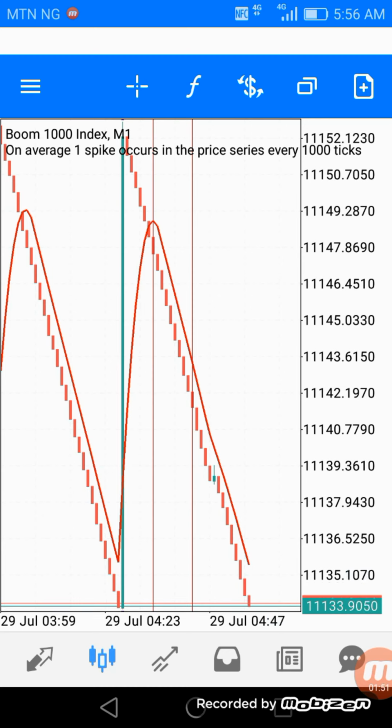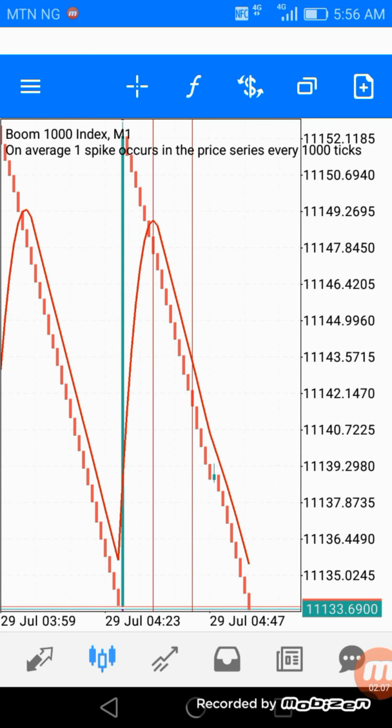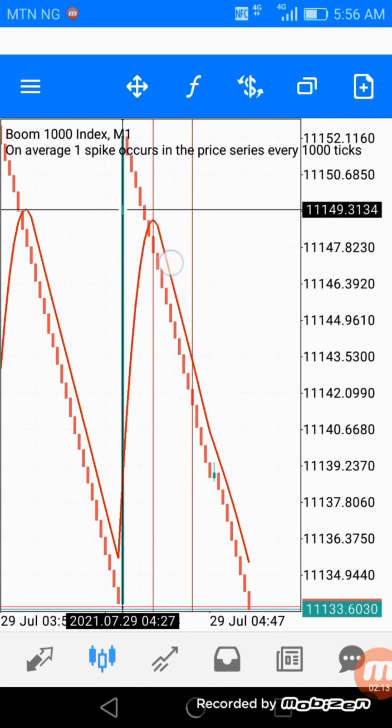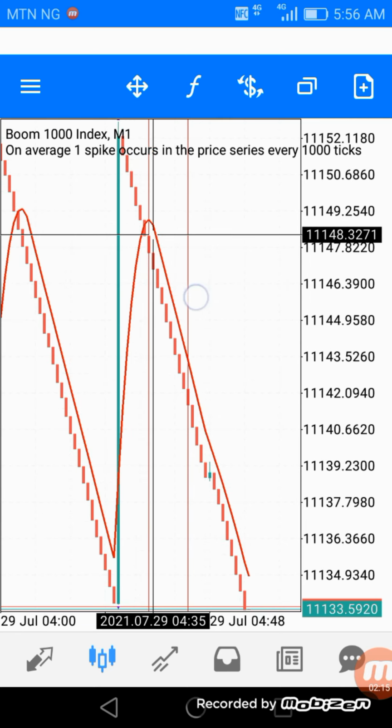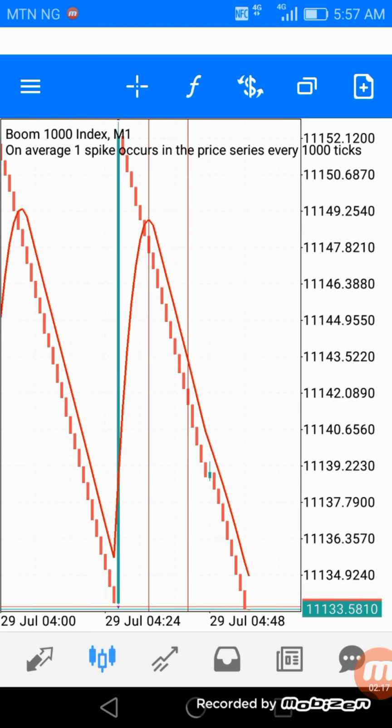Now if you have 20 calibrations, you are counting 10 from up for boom, and then you are counting 10 from down for crash. And if the market position is still above or within the first 10 calibrations for boom, you execute your trade at the point of this moving average interacting with the market. And the opposite is the case for crash.